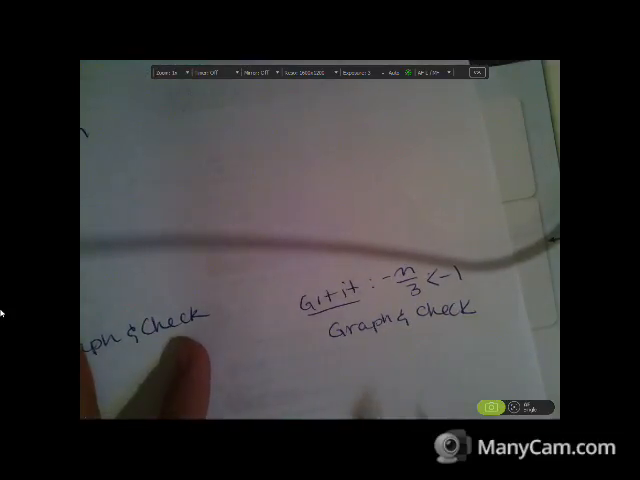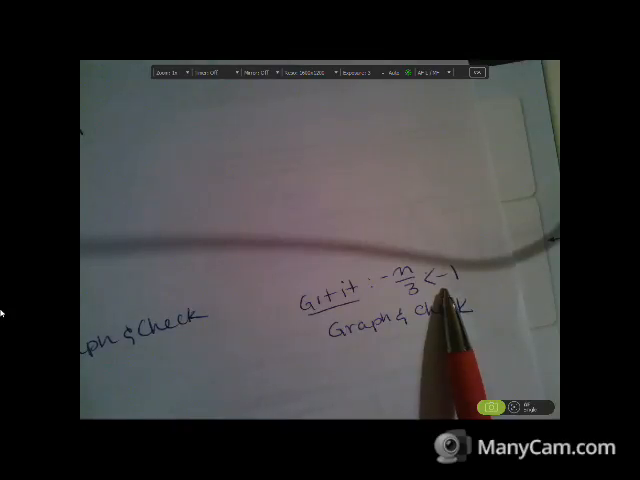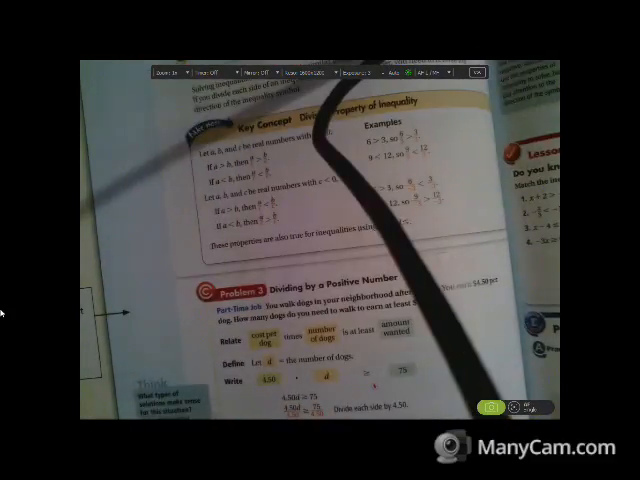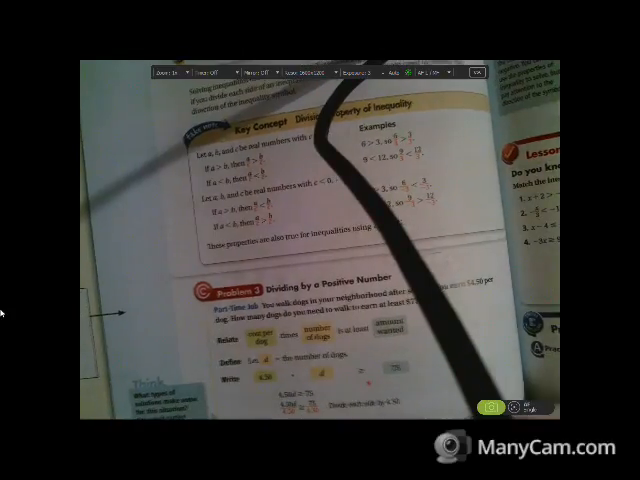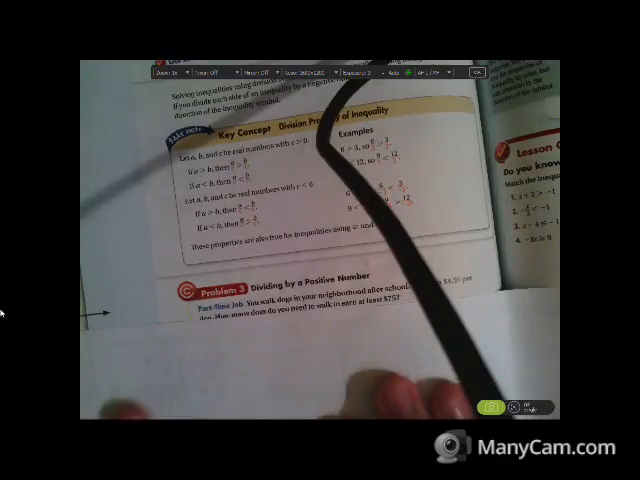I want you to solve for the solution negative n over 3 is less than negative 1. Graph and check it. Now, be careful. This is going to be a negative, so most likely, when you divide or multiply by a negative number, you got to flip your sign. Looking at number 3, without looking at the answers.